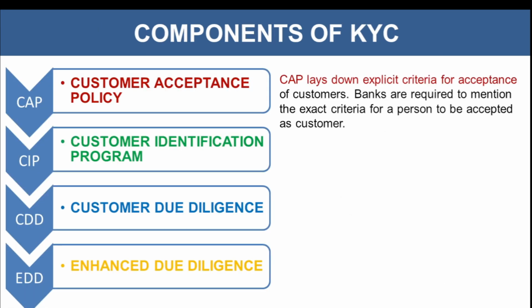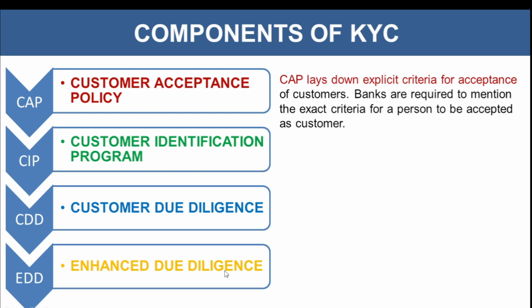Now let's learn about the components of KYC. So what are all the components of KYC and how exactly does it work? The first one is customer acceptance policy. Second is customer identification program. Third is customer due diligence, and fourth is enhanced due diligence. So the whole KYC process has been bifurcated into these four terms.